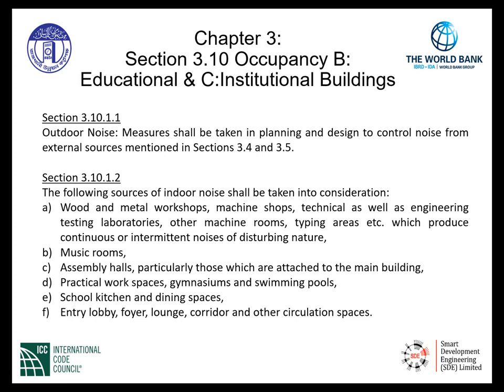Any indoor sources, such as indicated in item A, wood and metal workshops, machine shops, technical as well as engineering testing laboratories, other machine rooms, typing areas, etc., which produce continuous or intermittent noises of disturbing nature must be taken into consideration, as well as music rooms indicated in item B. Item C, assembly halls, particularly those which are attached to the main building. Item D, practical workspaces, gymnasiums, and swimming pool areas. Item E, school kitchen and dining spaces. And finally, item F, entry lobby, foyer, lounge, corridor, and other circulation spaces.